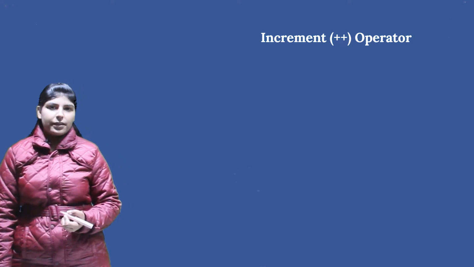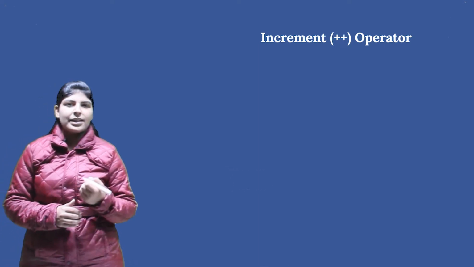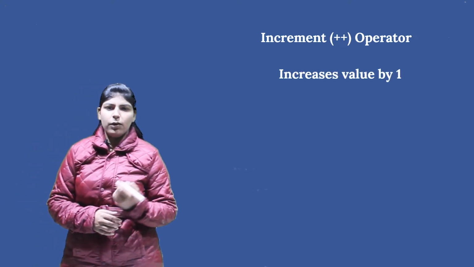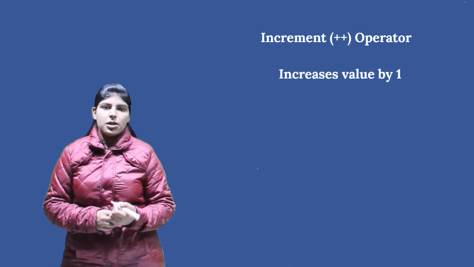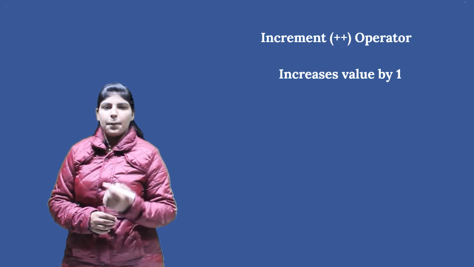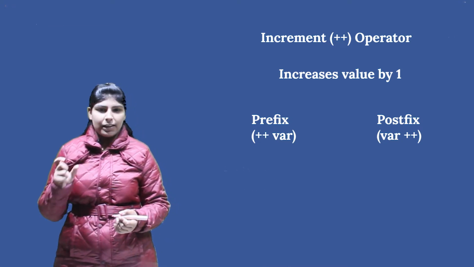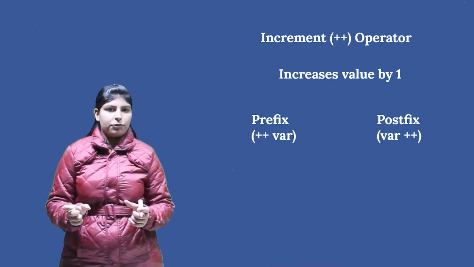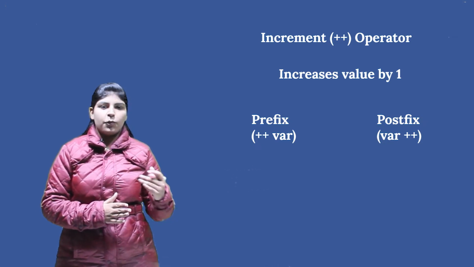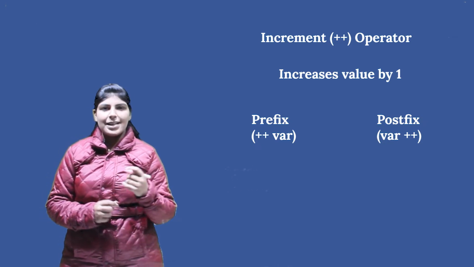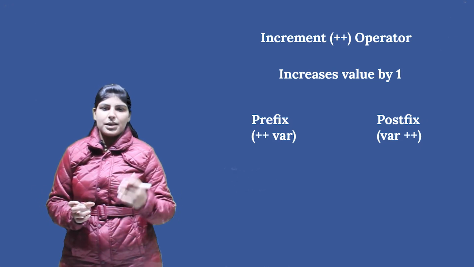The increment operator is denoted by plus plus sign. What it does is, it increases the value of a variable by 1. So basically it adds 1 to the value of the variable. It can be used in two different ways, prefix and postfix. In case of prefix, I write the operator first and then the name of the variable. So it is denoted as plus plus then variable name. Whereas in case of postfix, I write it as variable name then plus plus sign. So it is written as variable plus plus.